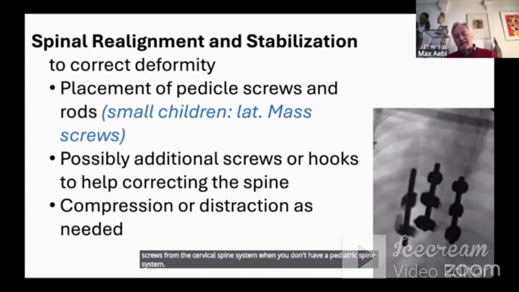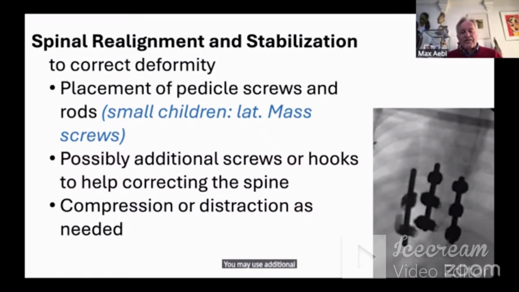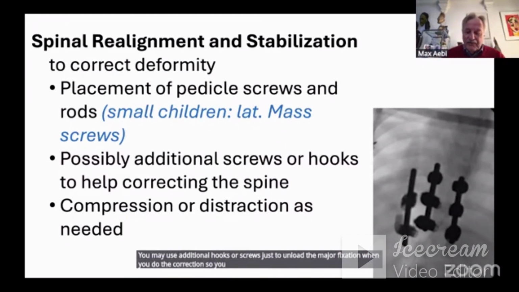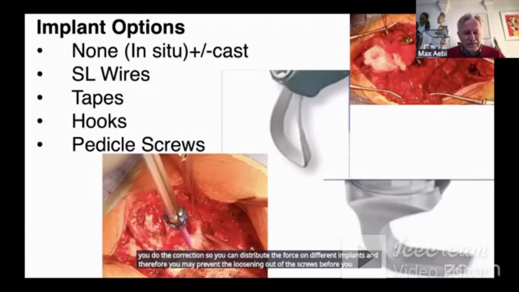You may use additional hooks or screws just to unload the major fixation when you do the correction. So you can distribute the force on different implants, and therefore you may prevent the loosening of the screws before you even finish the surgery.